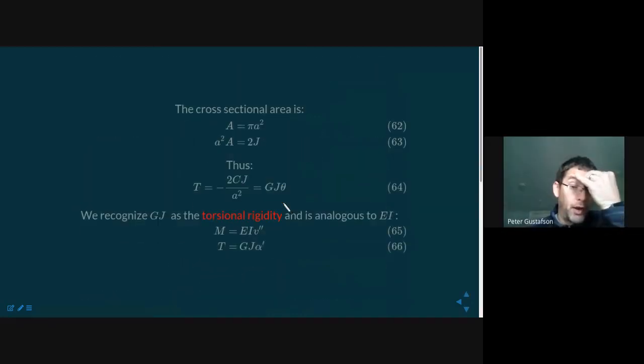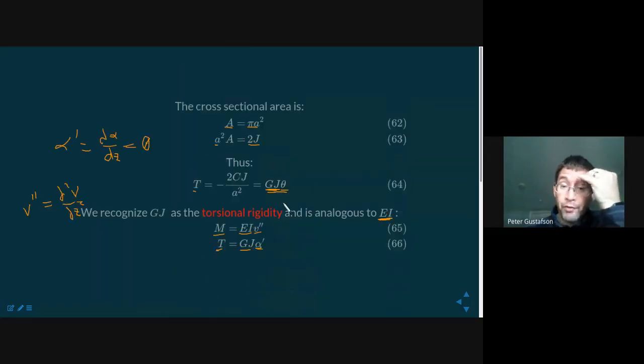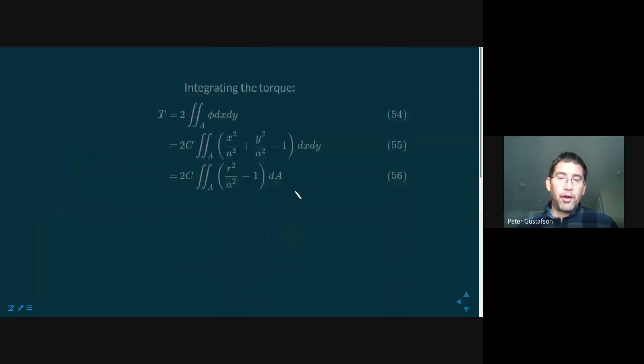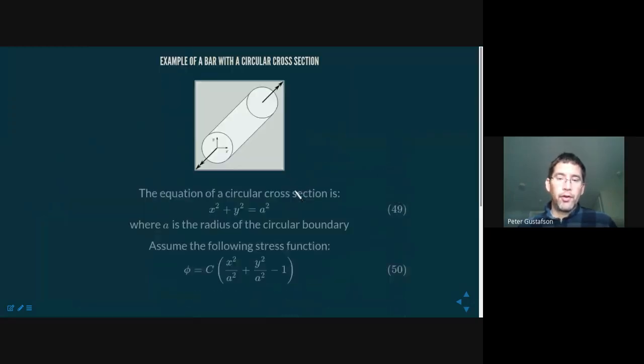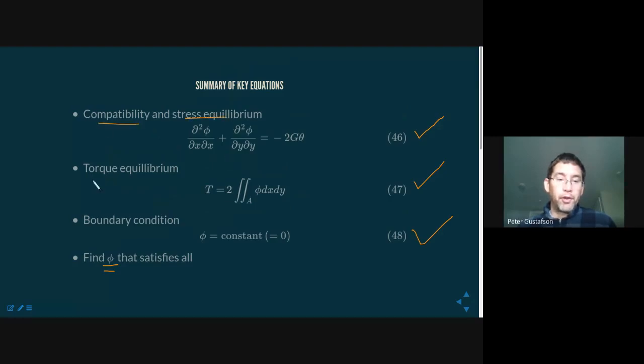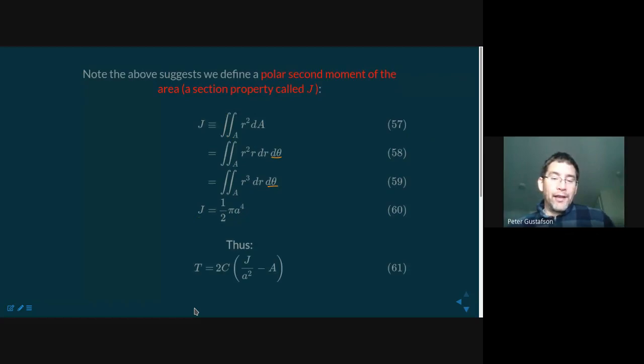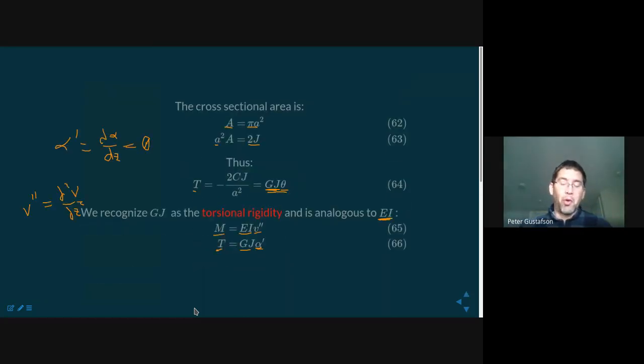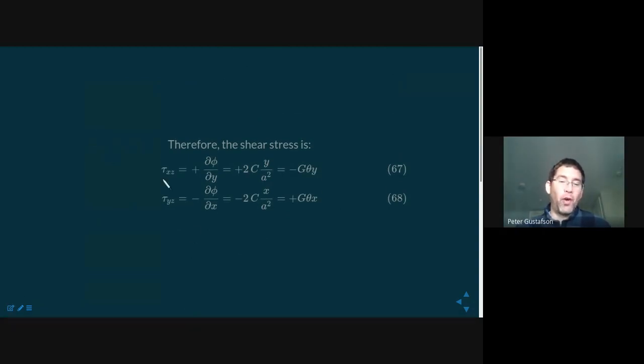All right, let's see where we were. I think we were here. Anyway, lo and behold, now we've kind of done it all, actually. We have a value for phi. This is that stress function, right? We know that it satisfies the boundary conditions. We know it satisfies stress equilibrium, torque equilibrium. We know it satisfies kinematics. I'll go back up here. Compatibility, stress equilibrium, torque equilibrium. We know it satisfies the boundary conditions. So we know that that value is something that, if used, will satisfy all the requirements of elasticity theory. However, we do not yet know what the actual stresses are.